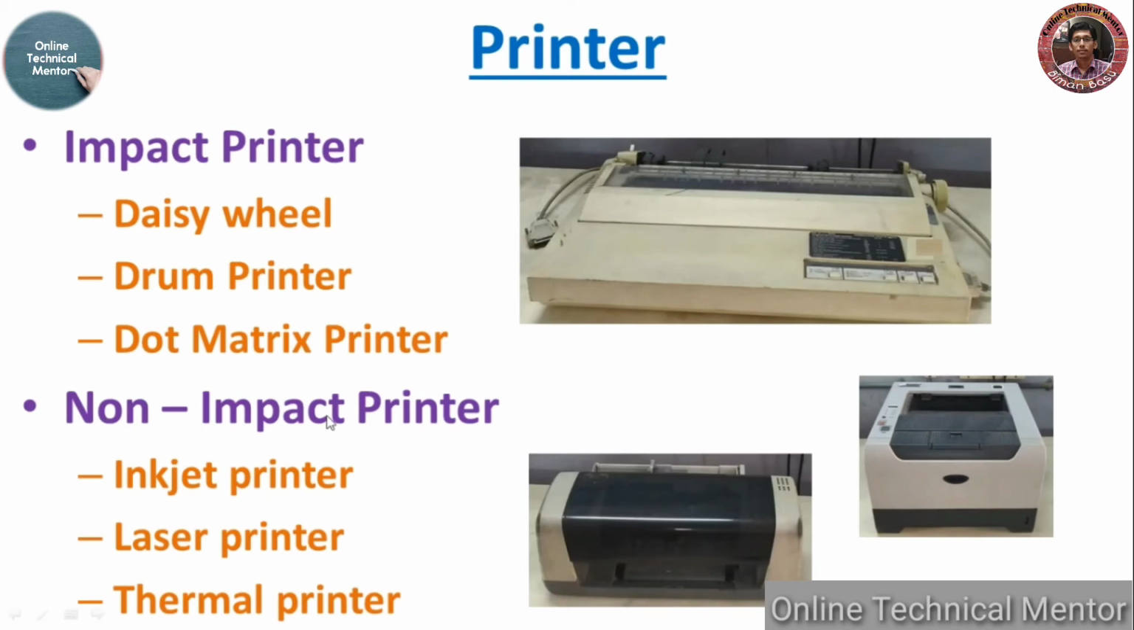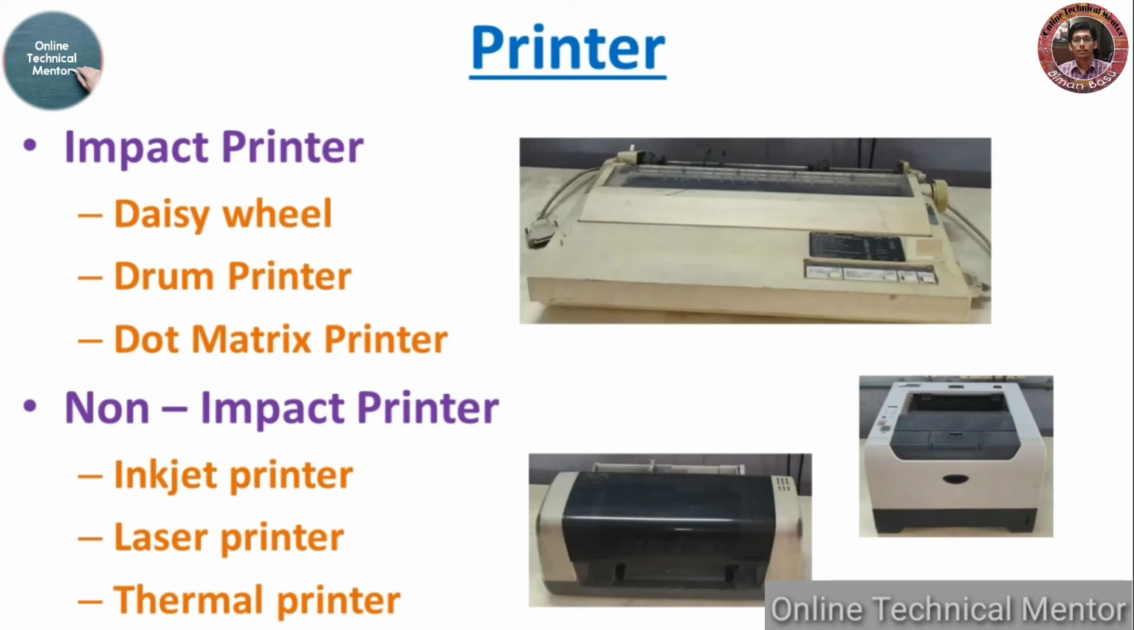Next, the non-impact printer. Non-impact printers do not use a striking device to produce characters on paper, and as these printers do not hammer against the paper, they are much quicker. In this type of printer, ink is sprayed on paper through nozzles to form characters and patterns. Inkjet, laser, thermal printers are some examples of non-impact printers.